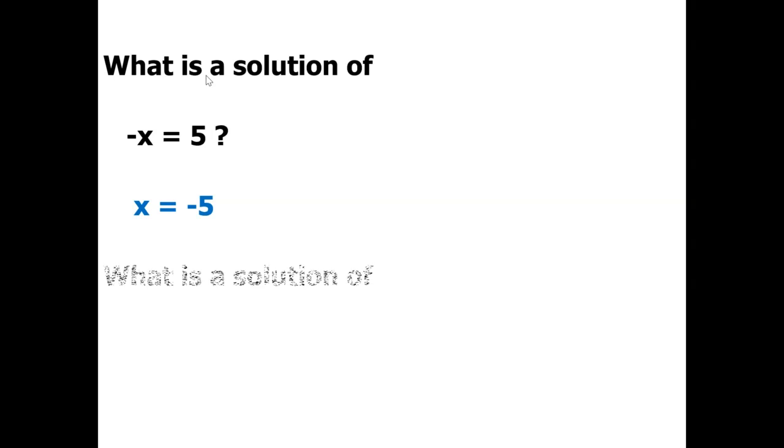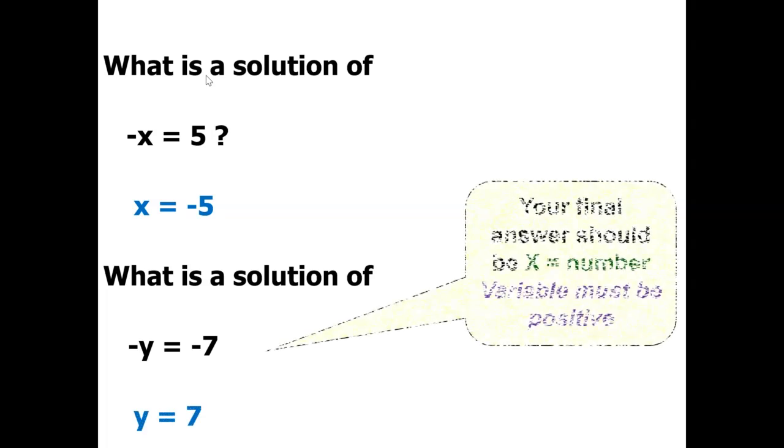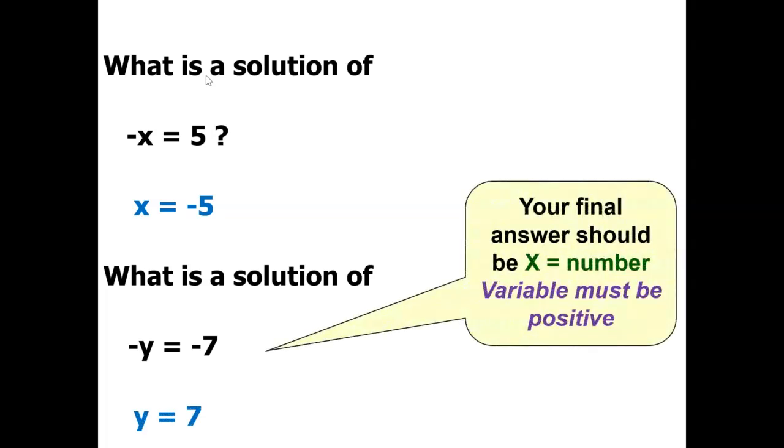Let's try one more. Let's see if you solve the solution and in the end, you got negative y equals -7. One more time, y variable is negative. I must change the sign of a negative y into positive y, and similarly, I will change my -7 into +7 instead.